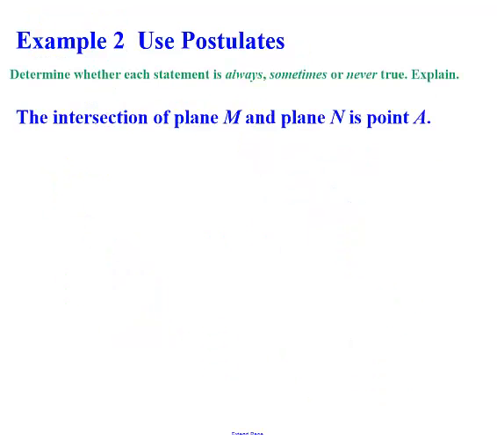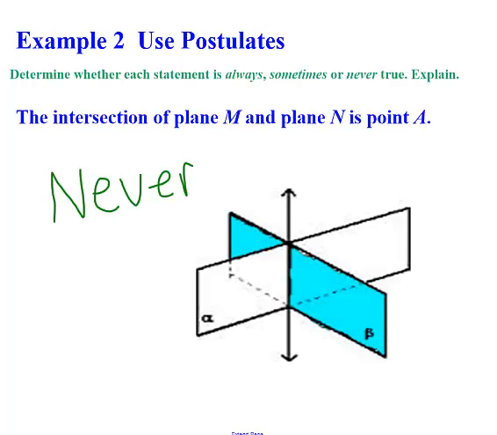Example 2. Use postulates. Determine whether each statement is always, sometimes, or never true. Explain. The intersection of plane M and plane N is point A. Well, if we look at a picture of 2 planes coming together, we know when 2 planes intersect, they always intersect at a line. So they are never going to intersect at a point. So the answer to this will be never.